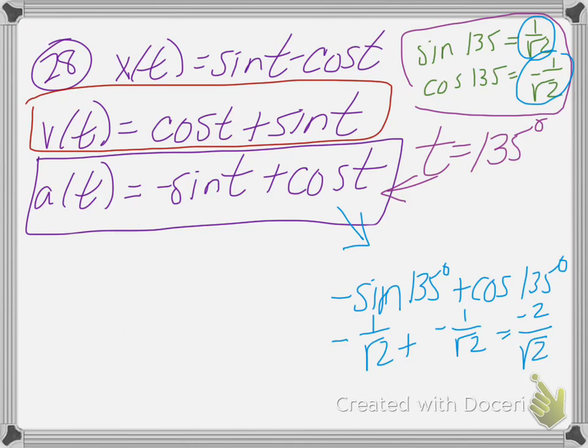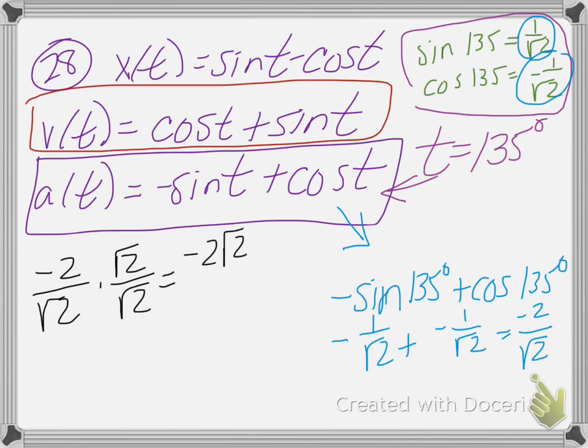Okay, so if you have negative 2 over radical 2, we rationalize by multiplying the numerator and denominator by radical 2. So we get this. And then those 2's cancel, and you're left with negative radical 2, and that was choice A.